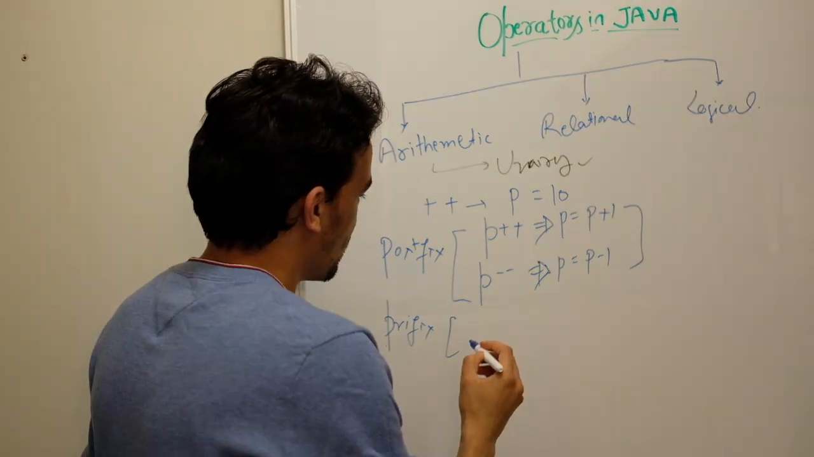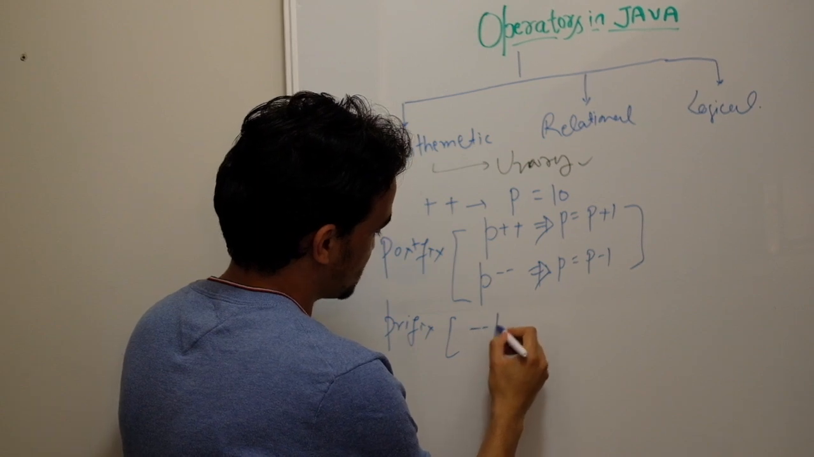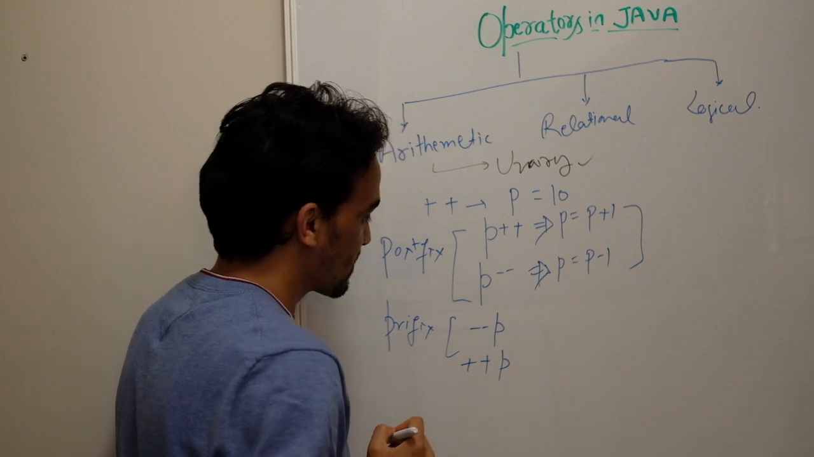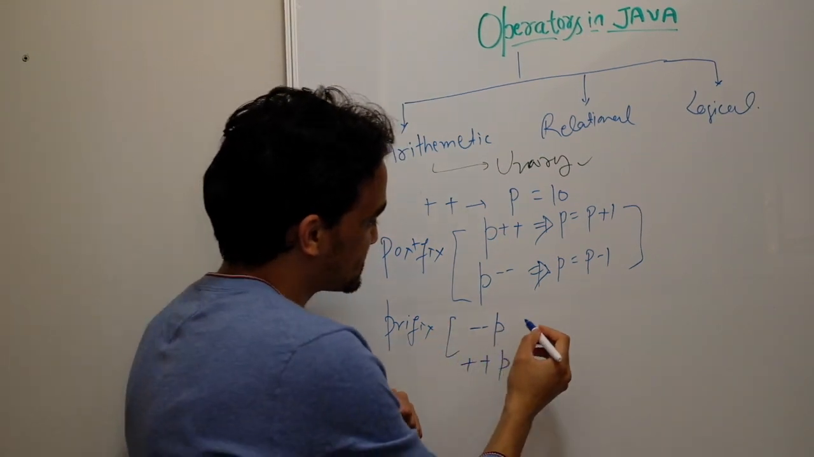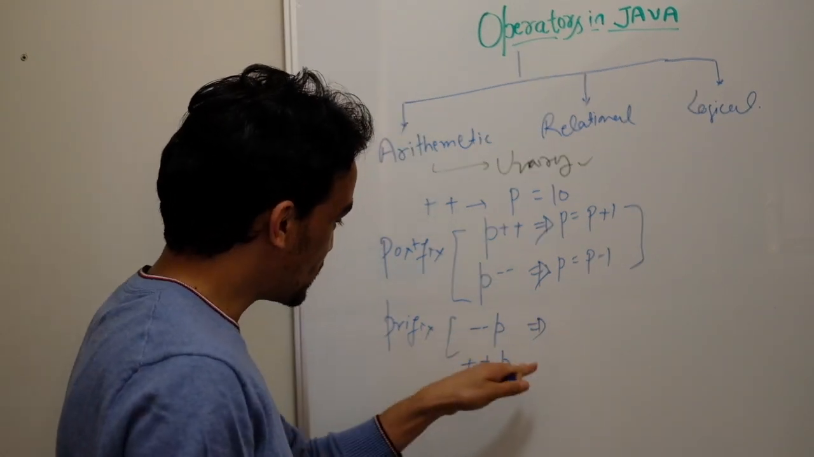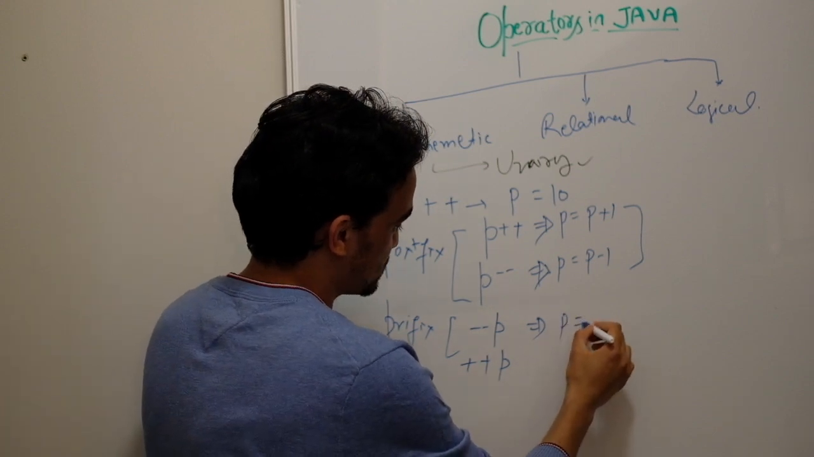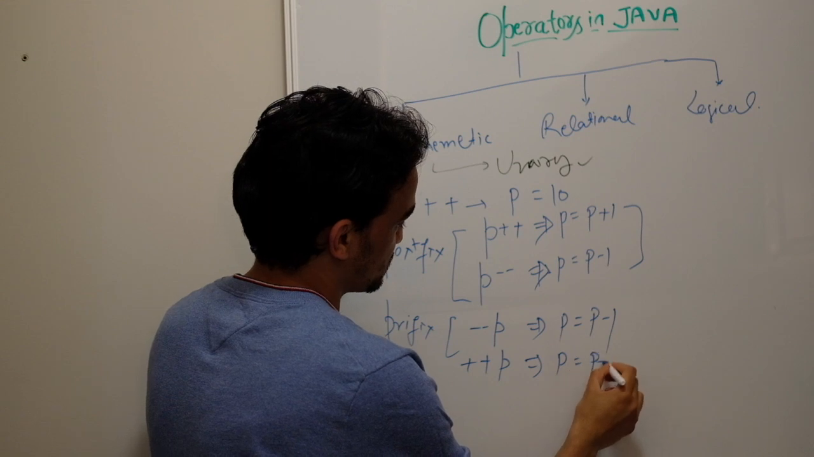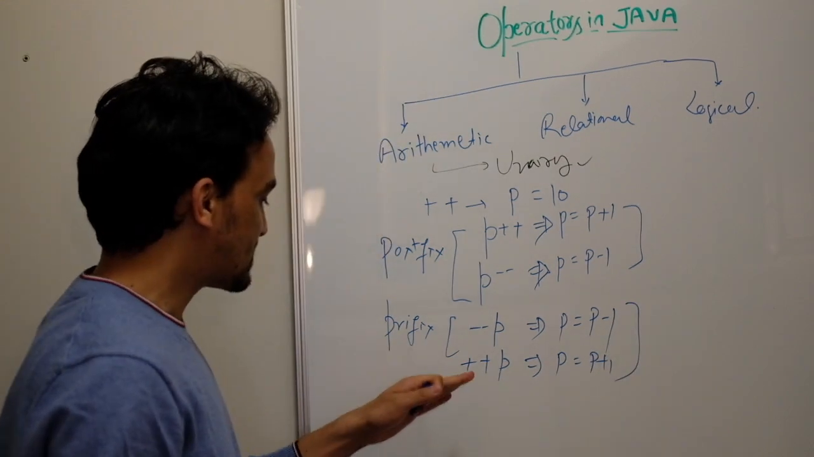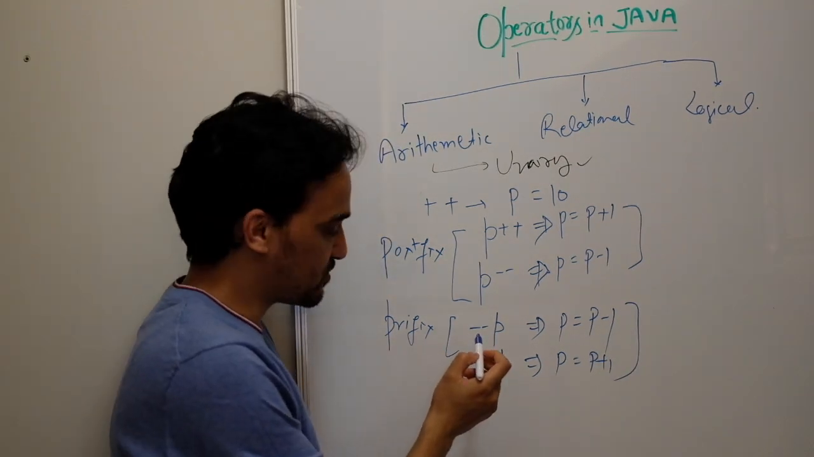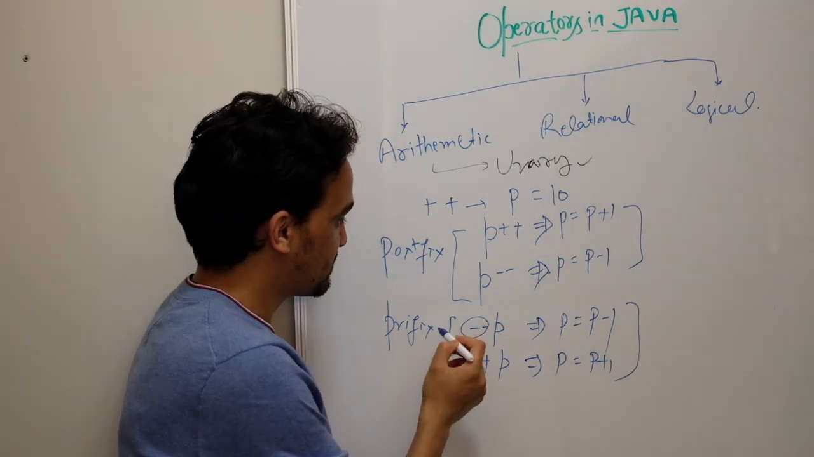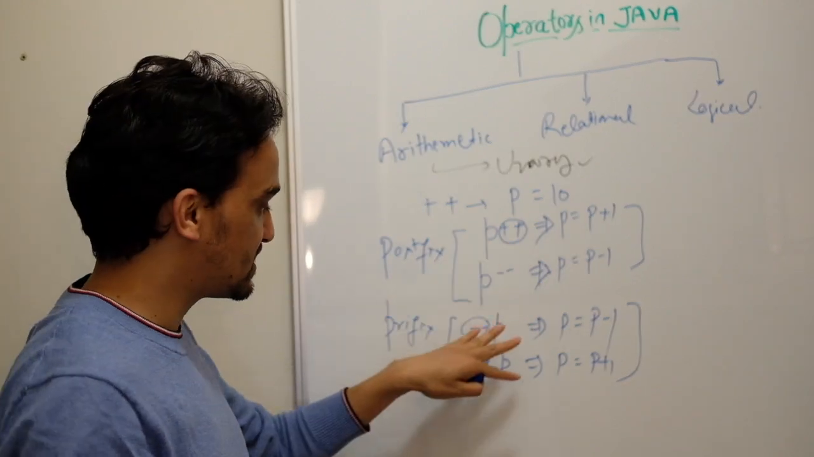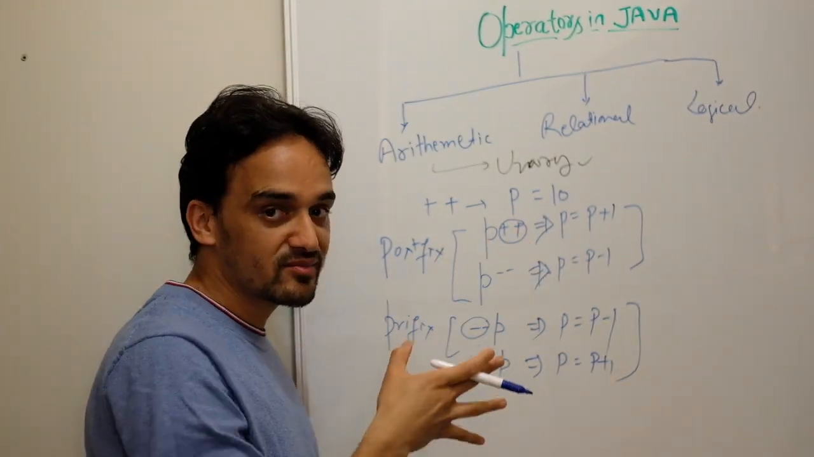Now if I say minus minus p, or I can say plus plus p, what is the real difference between these two? It is going to be the same: p equals p minus 1 and p equals p plus 1. But since the position of the operators, prefix or postfix, is different, it makes a real big difference.